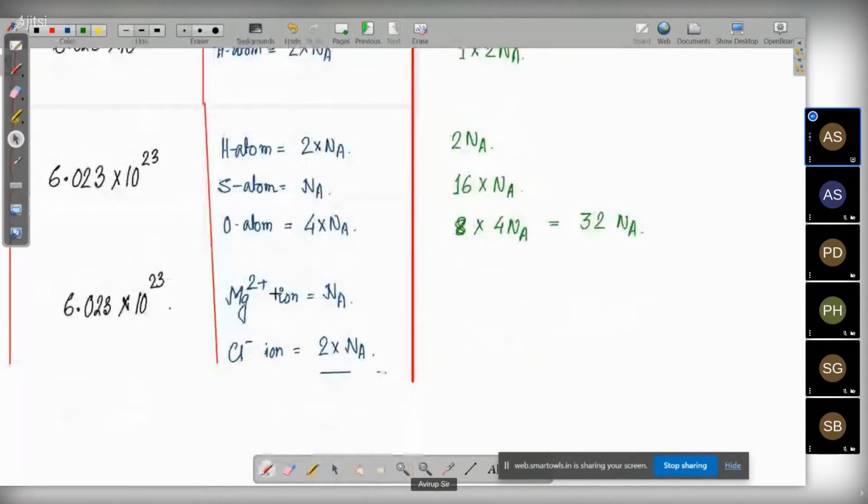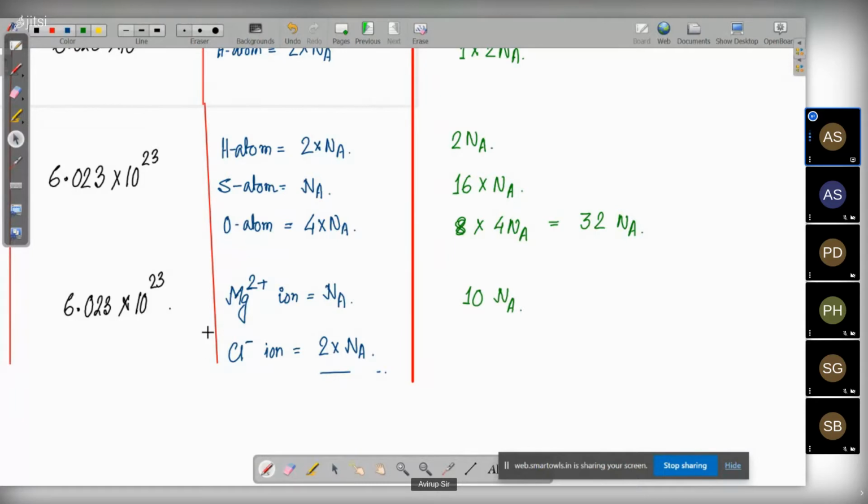Then how many electrons are present in Mg2+? The atomic number of magnesium is 12. Here there is a shortage of 2 electrons. So how many electrons in total? 10 electrons. So 10 into Avogadro number.